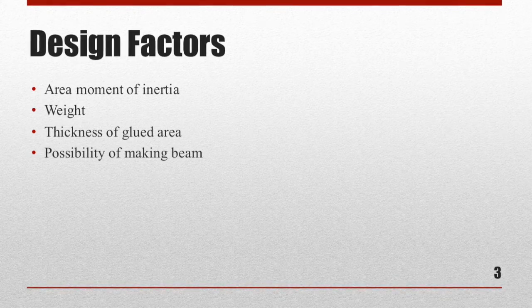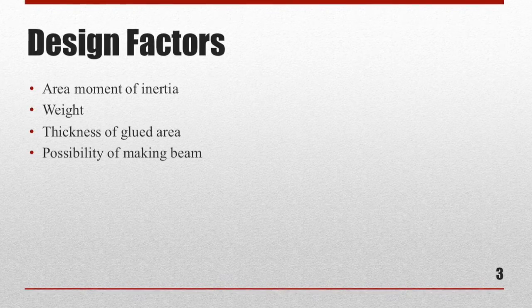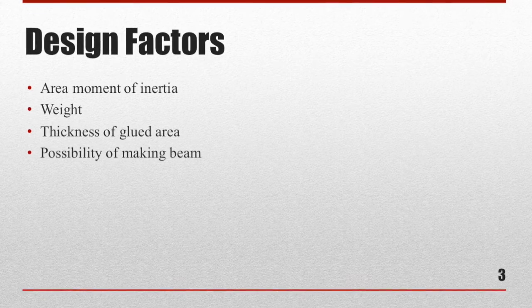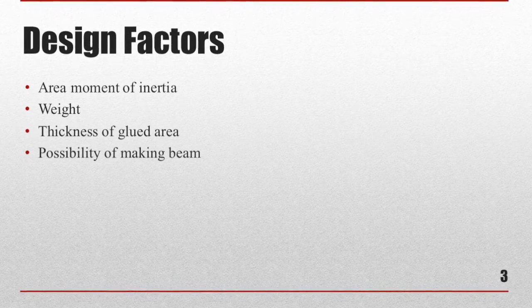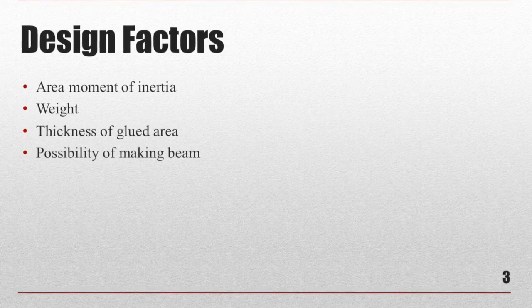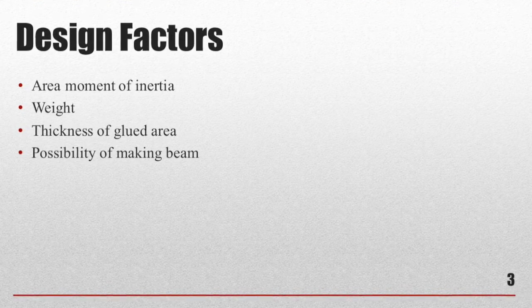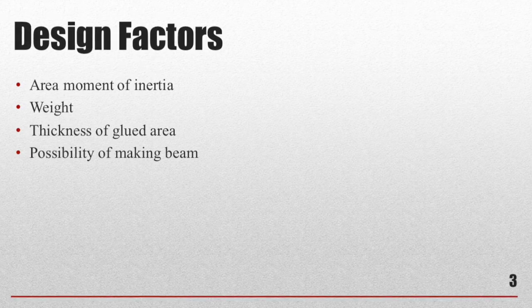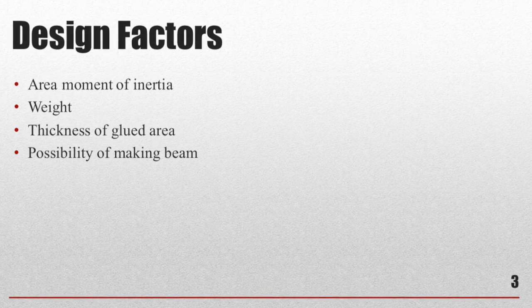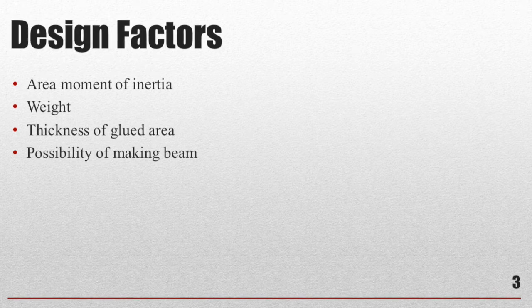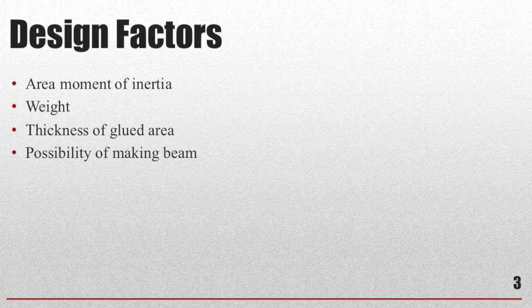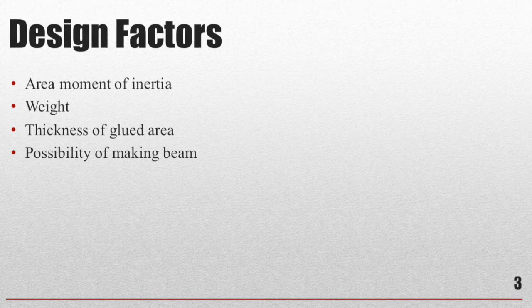Third is thickness of groove area. We have to consider the maximum shear stress that occurs in the groove area. It cannot exceed the allowable shearing stress of the groove, which is 4.688 megapascal. The last is possibility of making the beam. When we get the optimum beam, we will consider whether we can cut the metal plates with the exact dimensions or not.